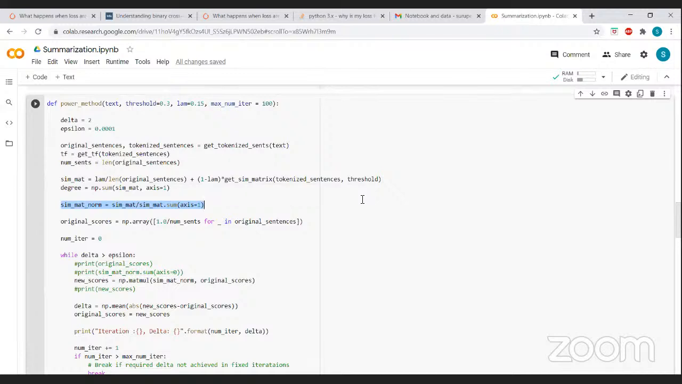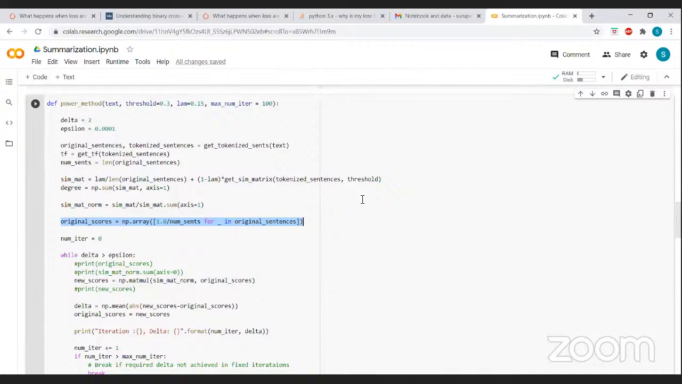All right. Then we take something called original scores. Our end goal is to give a score to each sentence. We begin with the same score for each sentence. So original scores is nothing but one upon the number of sentences, and that score is given to each sentence in the document.